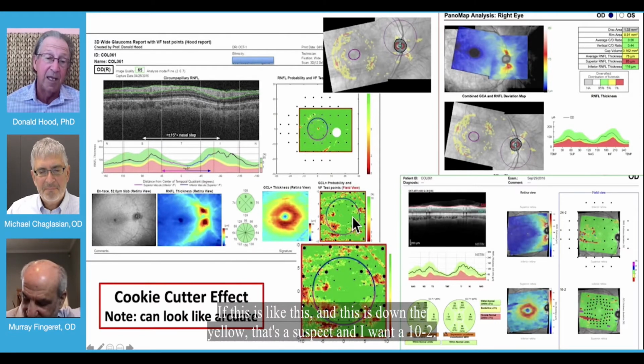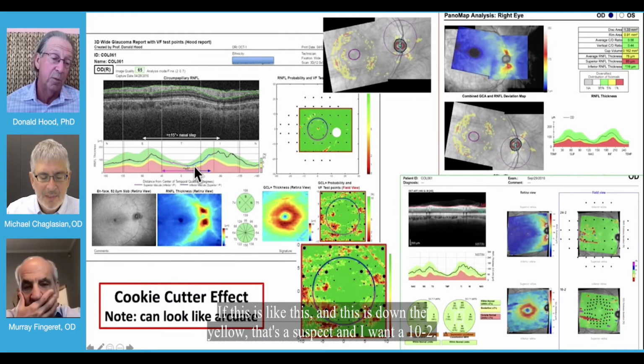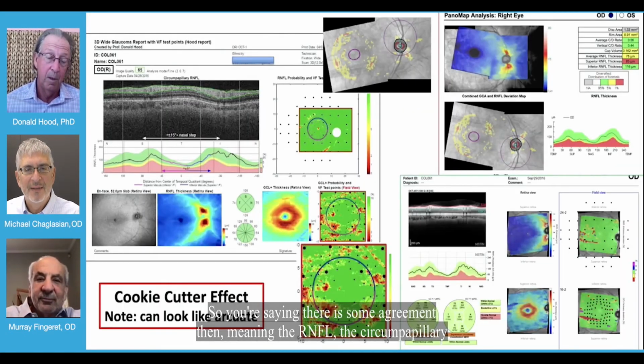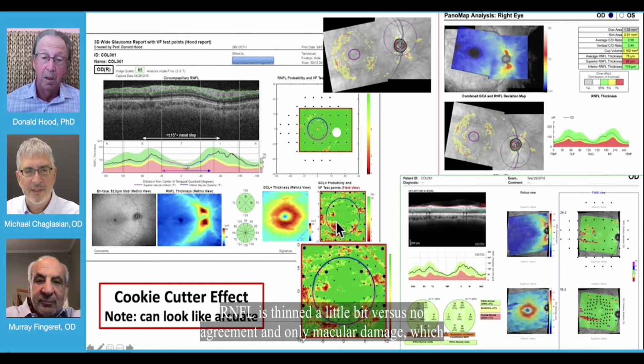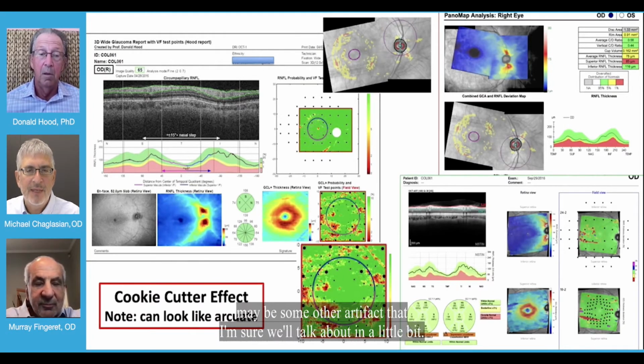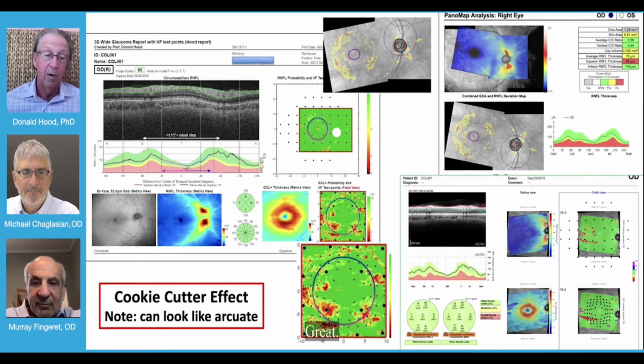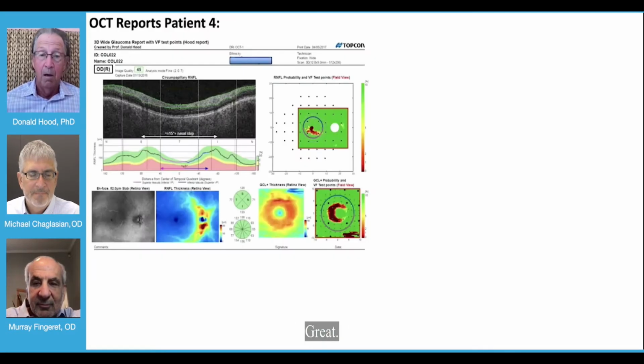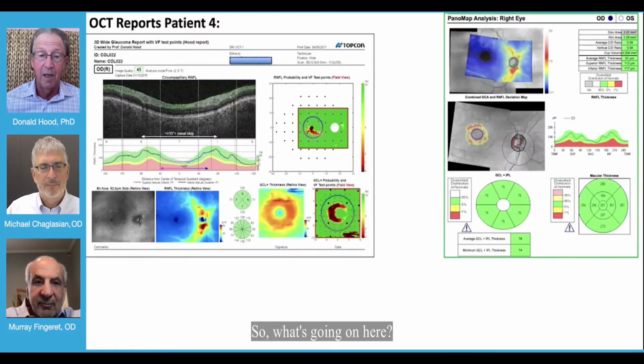If this is like this, and this is down in the yellow, that's a suspect, and I want a 10-2. Gotcha. So you're saying there is some agreement then, meaning the circumpapillary RNFL is thinned a little bit, versus no agreement and only macular damage, which may be some other artifact that I'm sure we'll talk about in a little bit. Right. Great. Right.